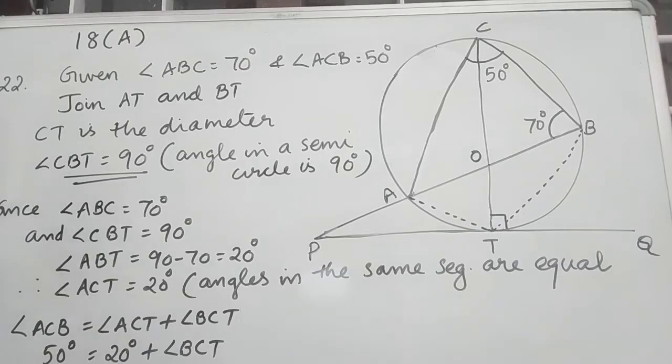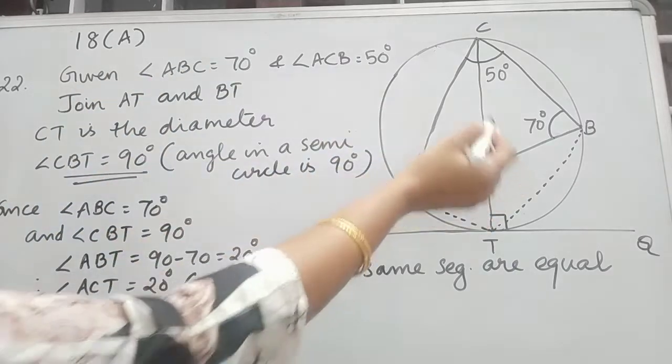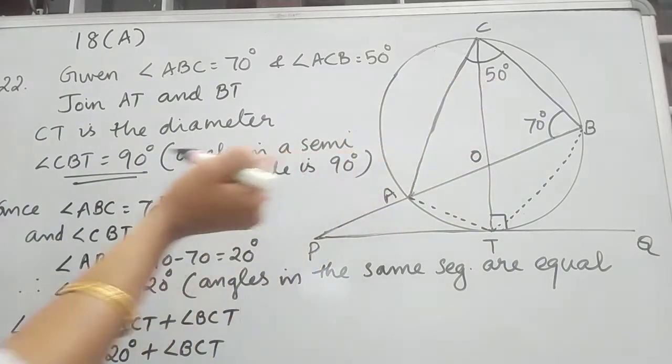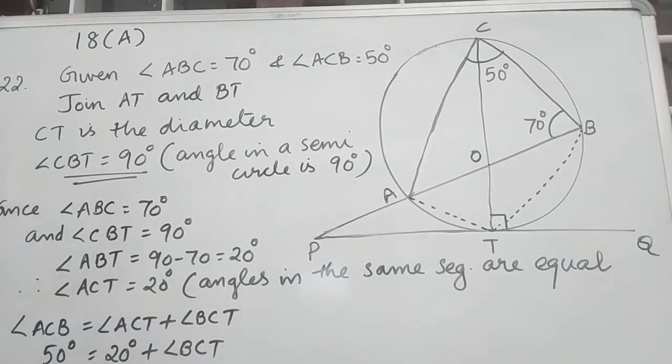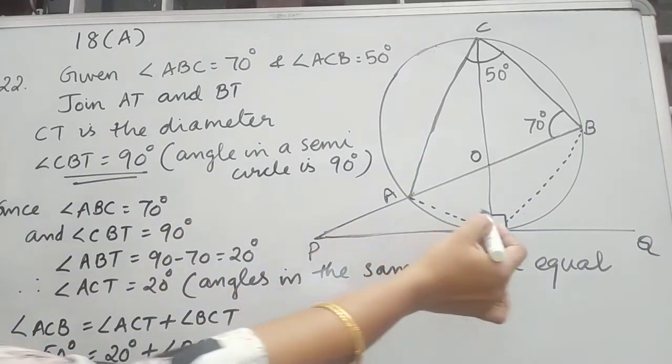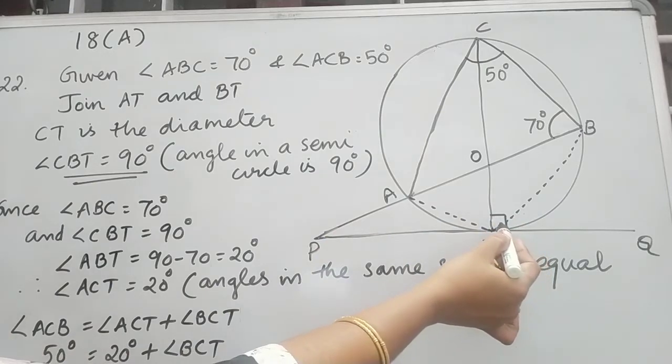Hi students, welcome back. We can do exercise 18A, question number 22. Given angle ABC is equal to 70 degrees, angle ACB is equal to 50 degrees, join AT and BT. Given angle T is equal to 90 degrees in the figure.